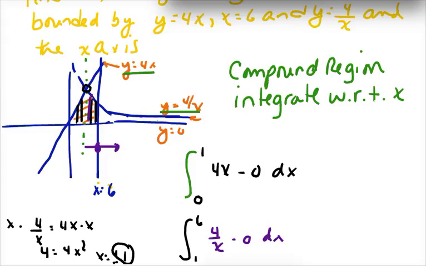So there are your two integrals that you would have to solve. You add them together, and that's going to be your overall area. I hope that helps.